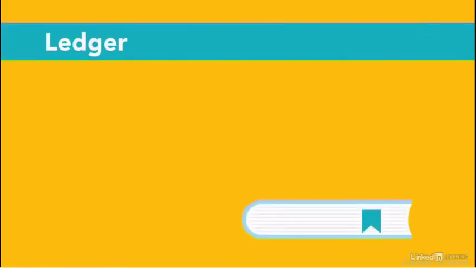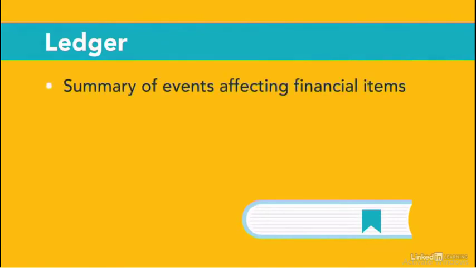Well, what was in the other big book? Okay, well, the other big book was called the Ledger. This book contained a page, or in some cases, several pages, summarizing all of the business events affecting each important financial item in the business.